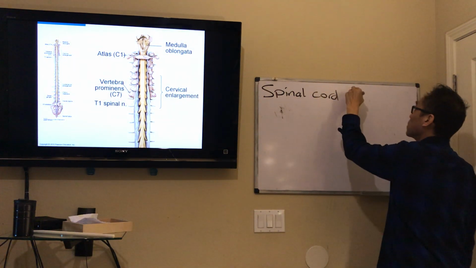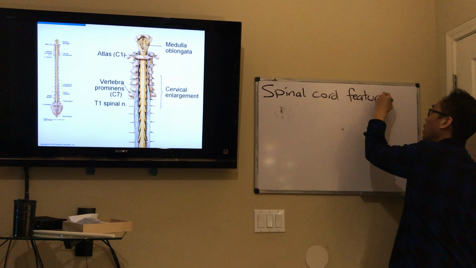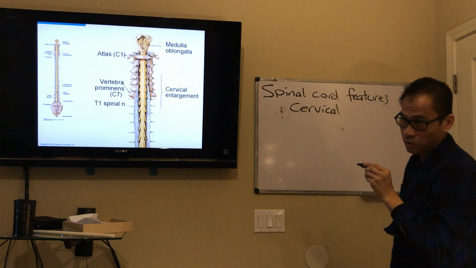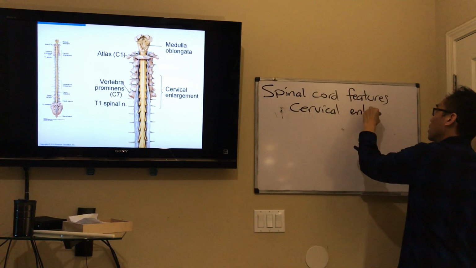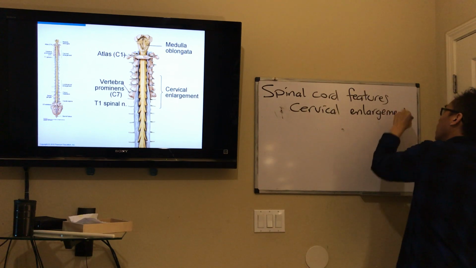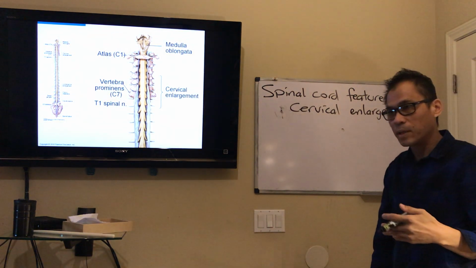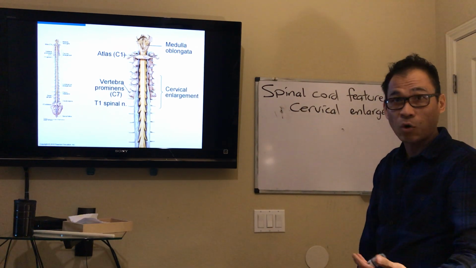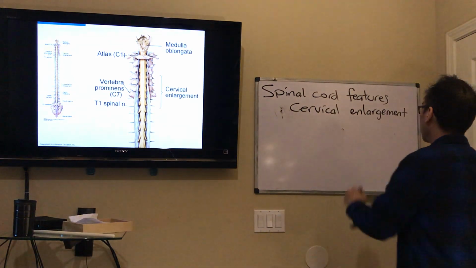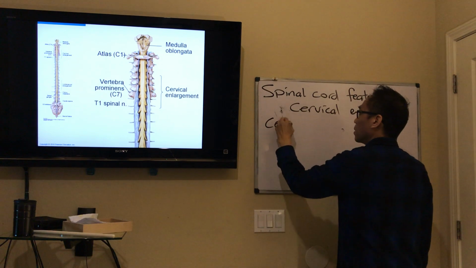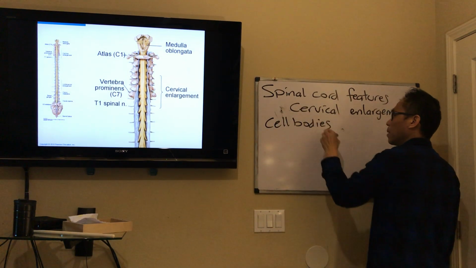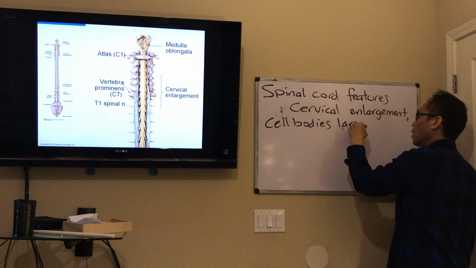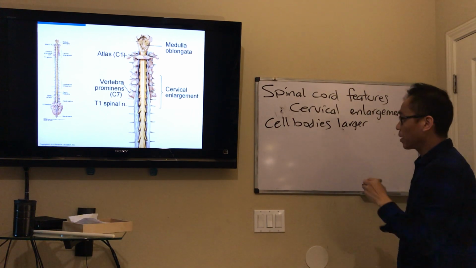Spinal cord features. Cervical enlargement. The spinal cord is a little bit larger here because of the cell bodies in this region. They actually control your upper limb, your arms. So cell bodies are a little larger. They control upper limb.